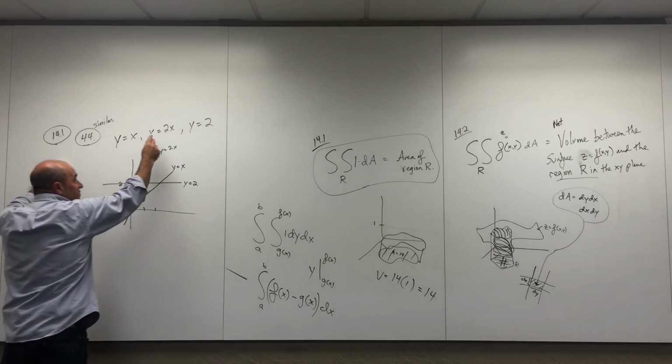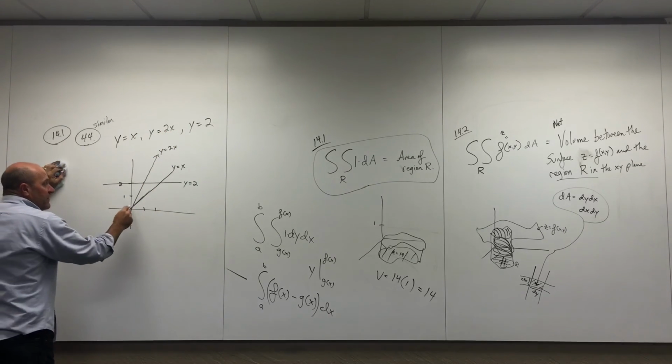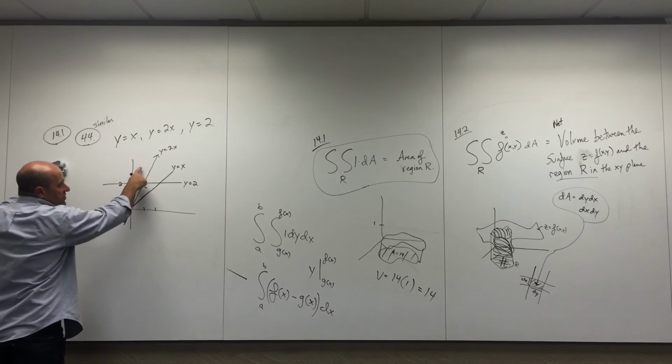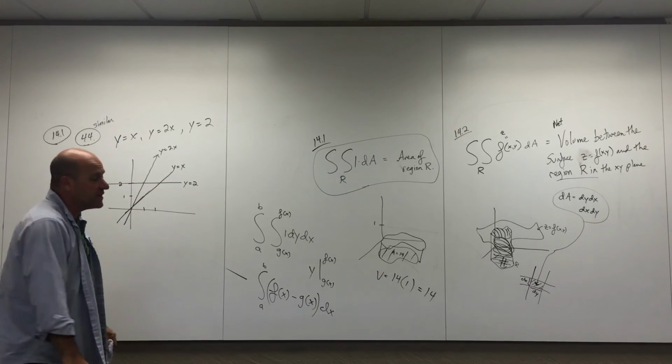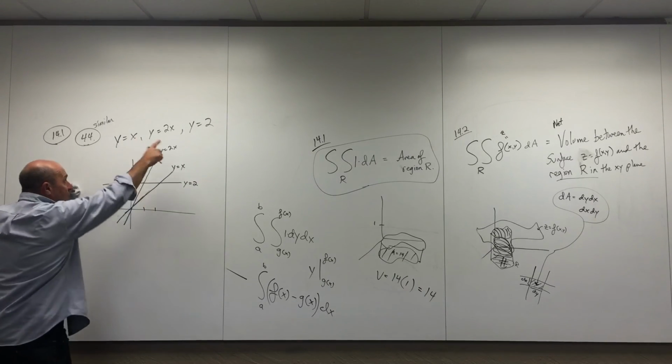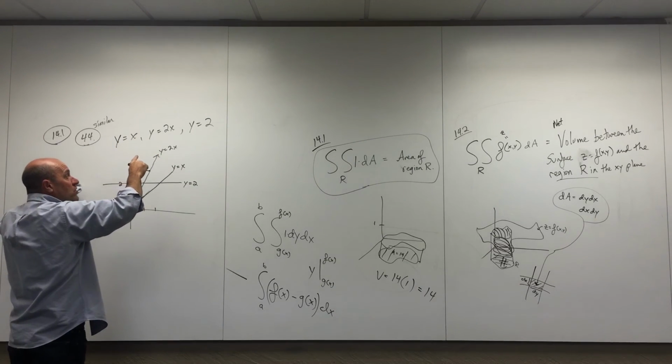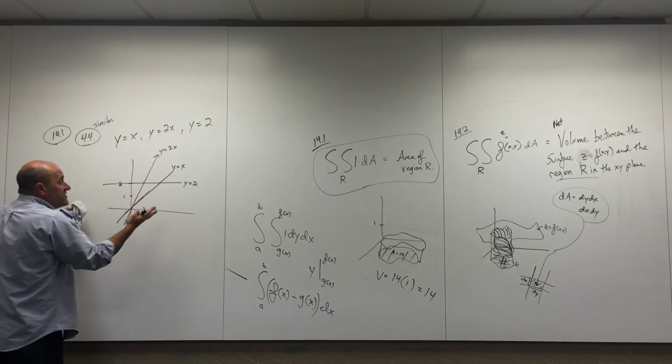Listen, with these 3 boundaries, students have a hard time. They'll shade this, or they'll shade this. They'll shade the wrong region and then go do the whole work for the wrong region. So make sure that the boundaries they give you are the boundaries of the region.